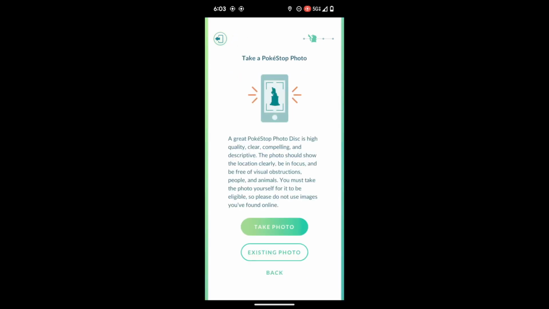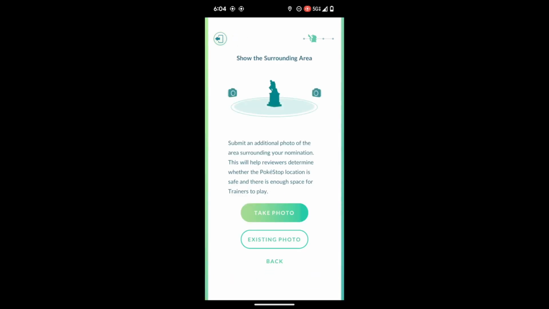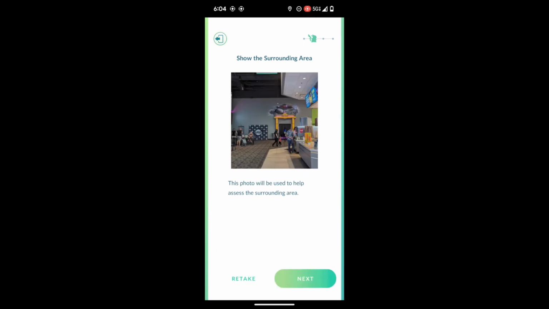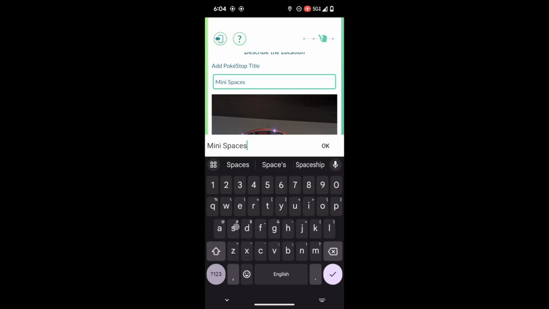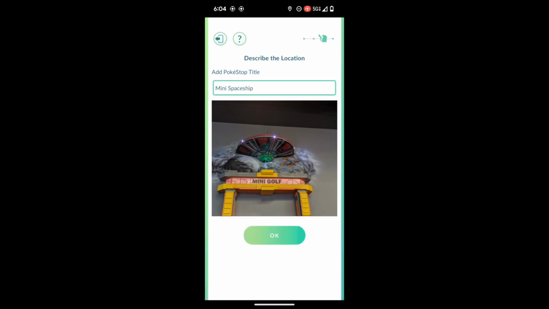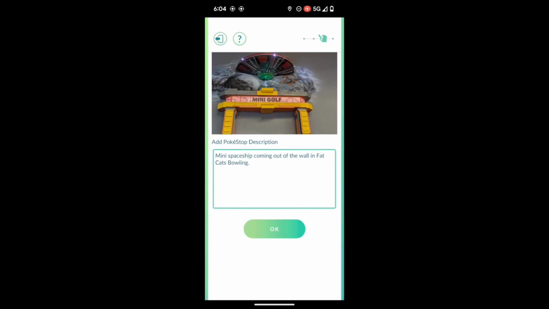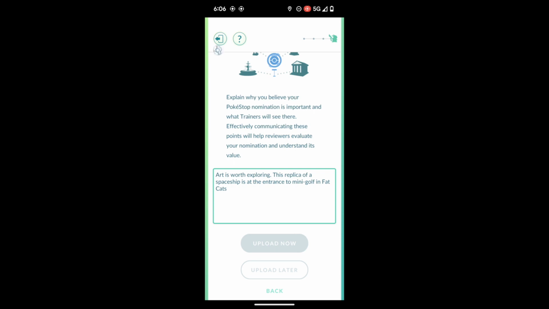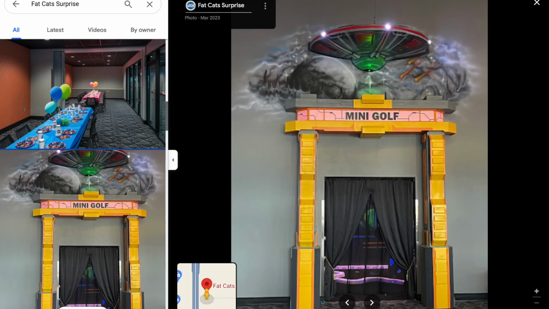I took the pictures in advance outside of the game, and then I picked use existing photograph. Here is the overview shot that I took, also existing photograph. And then the title, I called it Mini Spaceship. And then I said that it was within the Fat Cat's bowling establishment. In the supporting information, I just said it was art worth exploring. And then I went to the Google listing. Look what picture I found.